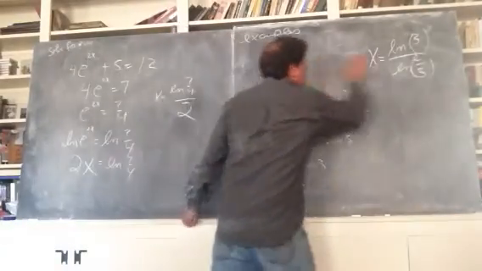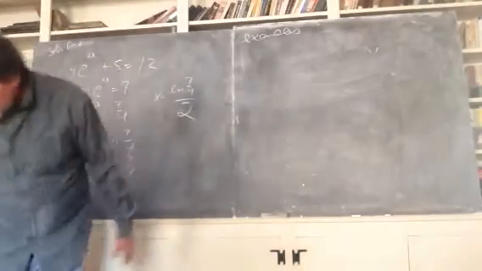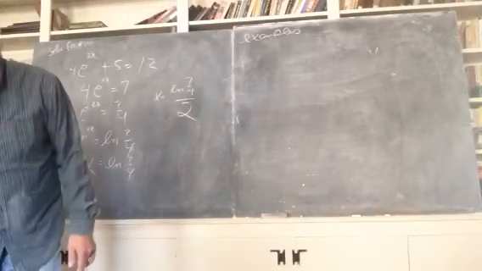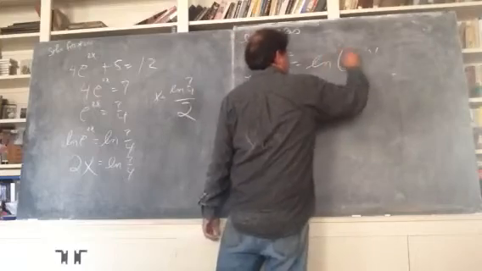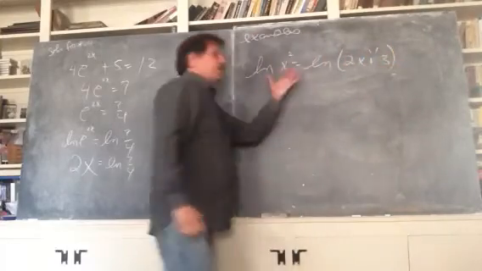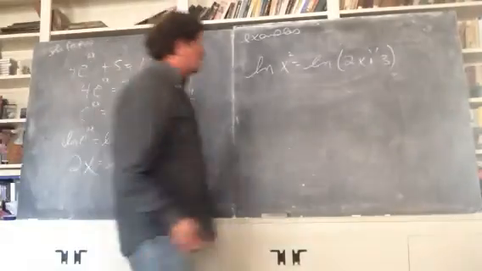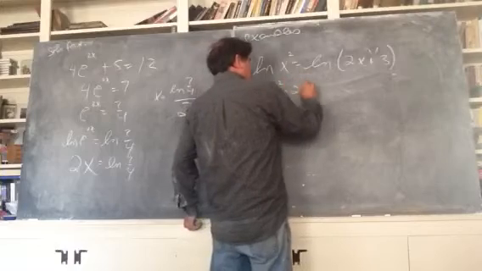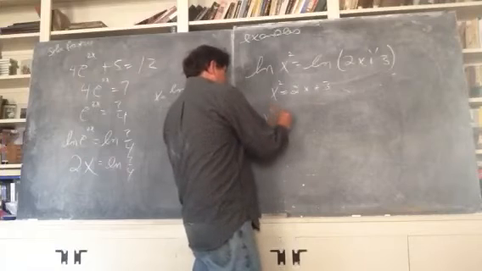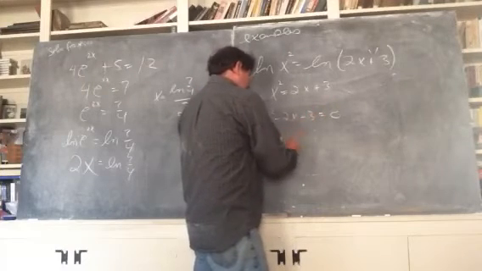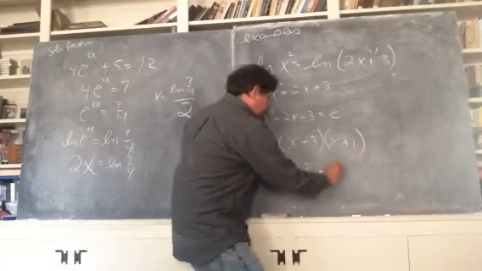For example, ln x squared equals ln of 2x plus 3. Only if the arguments are the same. So we could go right to saying x squared equals 2x plus 3. And then there's a quadratic. You solve a quadratic. x squared minus 2x minus 3. x minus 3, x plus 1, x is 3, negative 1.